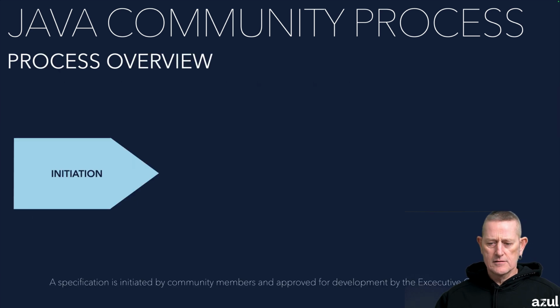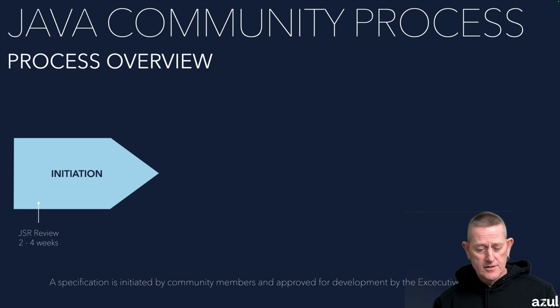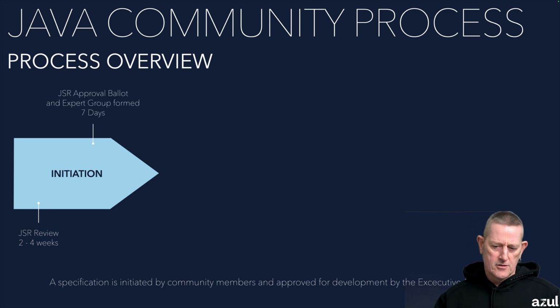Right. So there is a little chart that gives you an overview of the process. The whole JCP process starts with the initiation. And the first thing is there's a JSR review. The JSR I will talk about in a second, which is the Java specification request. So it will be filed, and then it takes two to 4 weeks to review it for the first time. And then there is a JSR approval ballot. There's a voting of the executive committee. And then they will form an expert group for this specific request, right? It takes around 7 days.